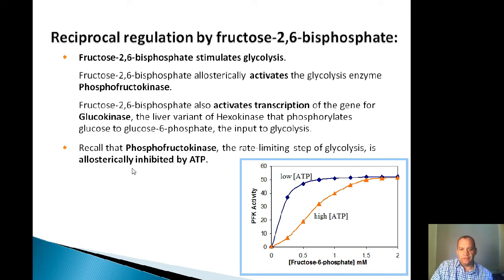Now, you'll recall that phosphofructokinase is the rate-limiting step of glycolysis, the committed step, and it's allosterically inhibited by ATP, and that's what we illustrate in this little image over here. When we have a low level of ATP present, the phosphofructokinase activity will increase with the amount of its substrate, fructose 6-phosphate, that is present.